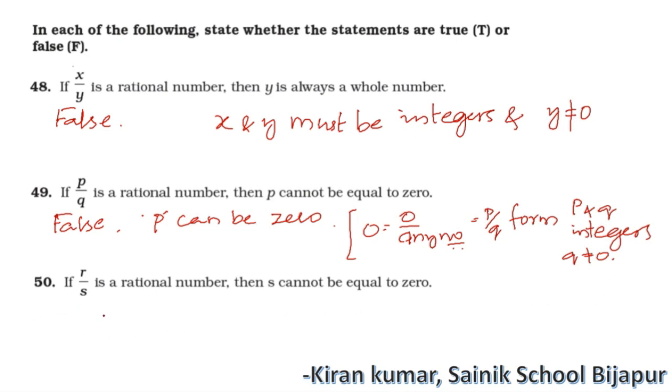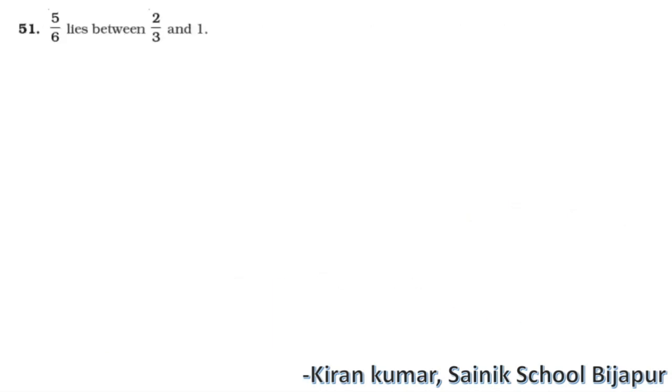If r by s is a rational number, then s cannot be equal to 0. This particular statement is true, since the denominator should not be equal to 0 in p by q form. Question 51. 5 by 6 lies between 2 by 3 and 1.